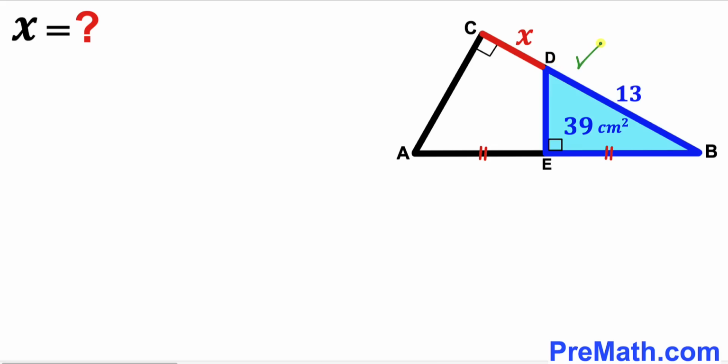In this video, we have got this blue shaded right triangle BED fully confined in a big right triangle ABC, as you can see in this given diagram, such that the area of this blue shaded triangle has been given to us as 39 centimeter square, and this segment BD is 13 centimeter, and moreover this segment AE is equal to this segment BE, and furthermore this tiny segment CD is being represented by X. And now our task is to find the value of X.